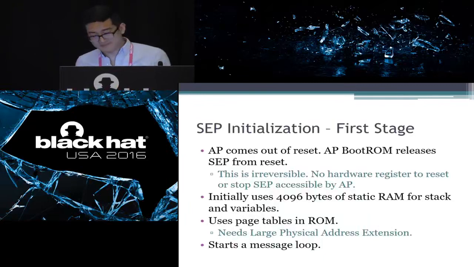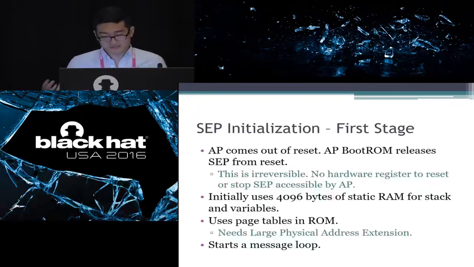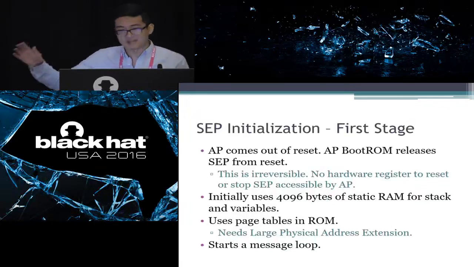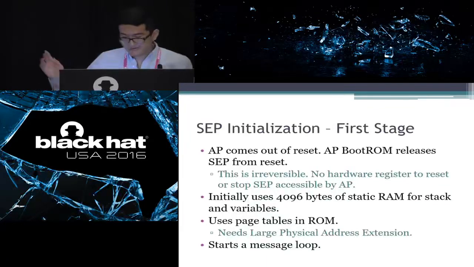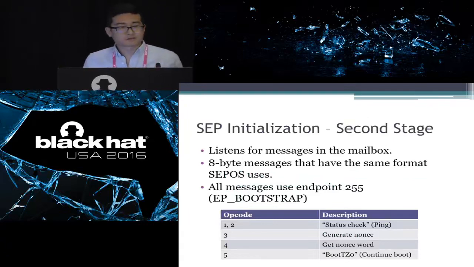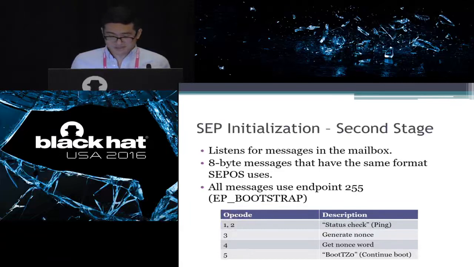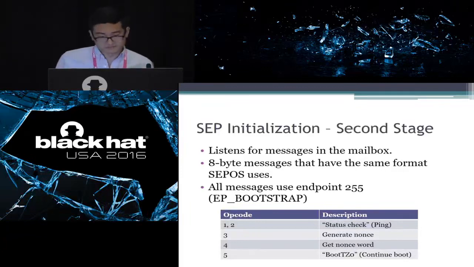And the reason it needs page tables at all is because it uses large physical address extension, because the SEP itself is a 32-bit processor and it must address 64-bit physical address space. So after it's set up those two things, it starts a message loop. I'm going to go over the details of how the SEP and AP communicate with each other in future slides, but suffice it to say that in this initial low capability state, it doesn't have a lot of capabilities. It can only generate nonces and get permission from the AP to continue to boot.